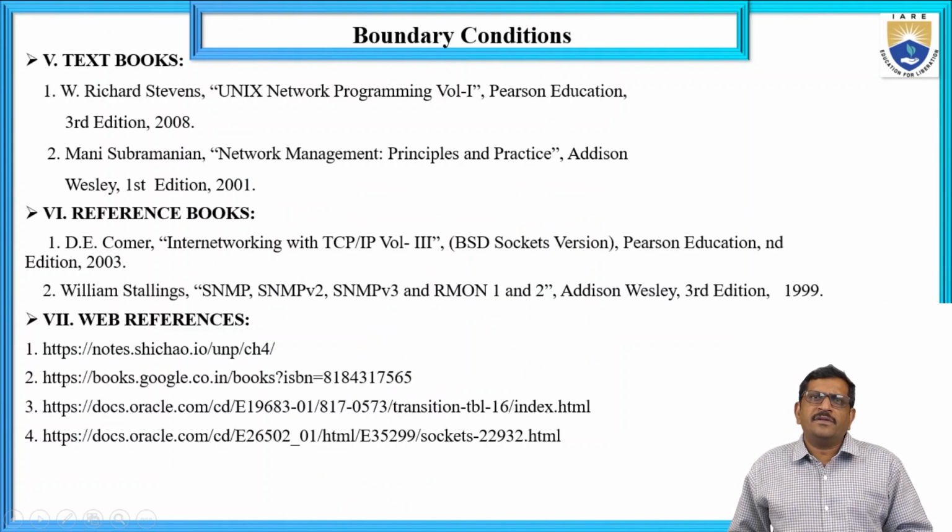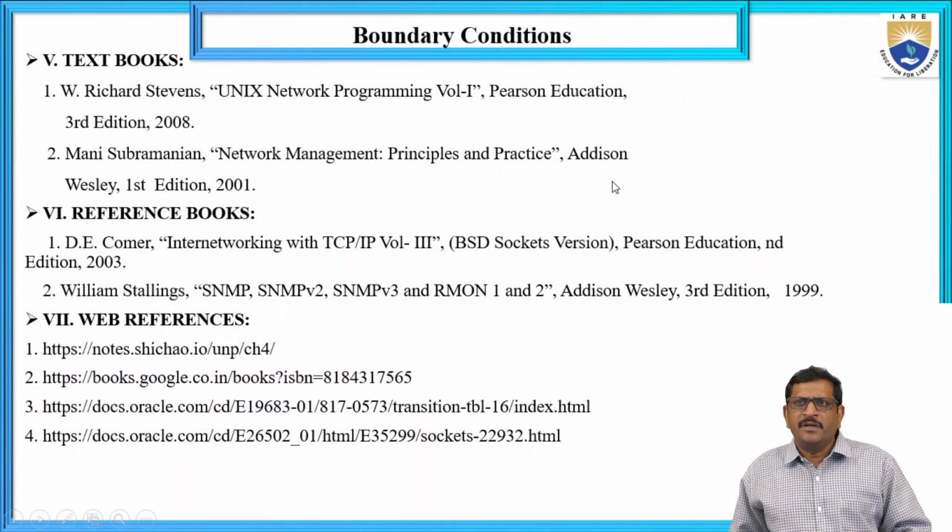And these are the references: Richard Stevens, Unix Network Programming, Volume 1, Pearson Education, third edition, 2008. And Subramanian, Network Management: Principles and Practice, Addison-Wesley, first edition, 2001. These are the reference books. And web references: these three are the web references for boundary conditions.